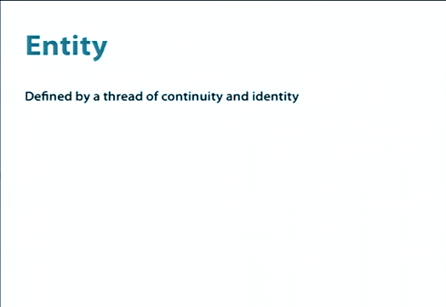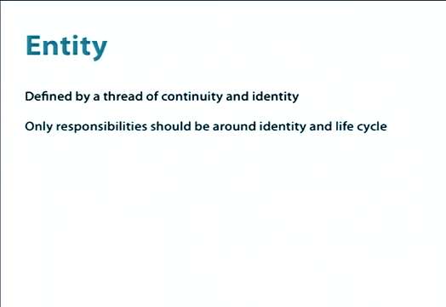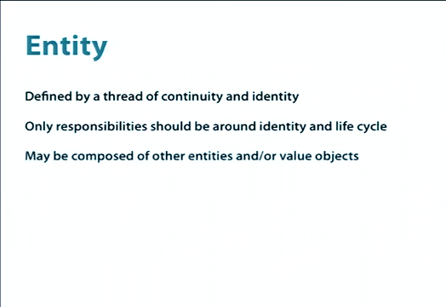So first concept is an entity. An entity is an object that's identified by a thread of continuity and identity. Entity has two responsibilities. So it's only responsible for two things. You don't want to give it other responsibilities. It's responsible for its identity and its life cycle. That's it. No other responsibilities. It can be composed of other entities and other value objects. So you can actually end up with an object graph of entities referencing other entities and other value objects.